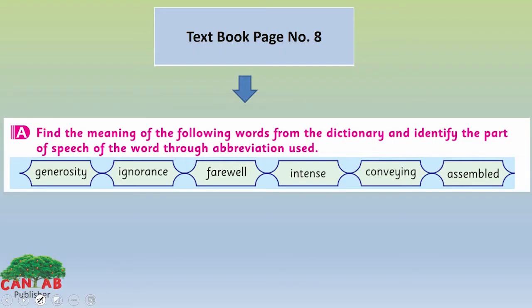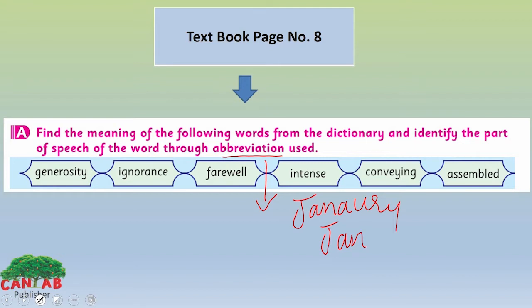Now look at page number 8 in your textbook. We have a grammar portion here. See what it says: find the meaning of the following words from the dictionary and identify the part of speech of the word through the abbreviation used. What is an abbreviation? When we write words in a short form, it is called an abbreviation. Like how? This is the word January. We will write this in a short form, an abbreviation, like this: Jan.